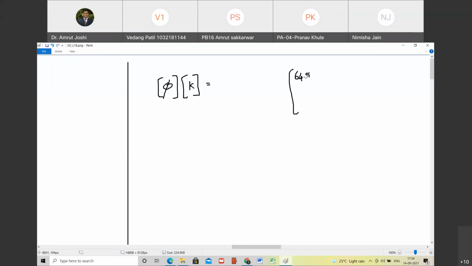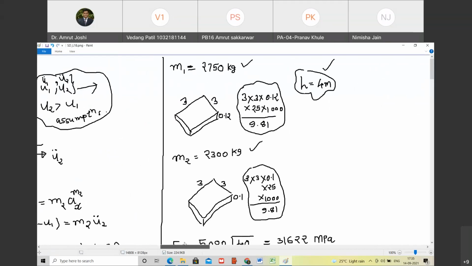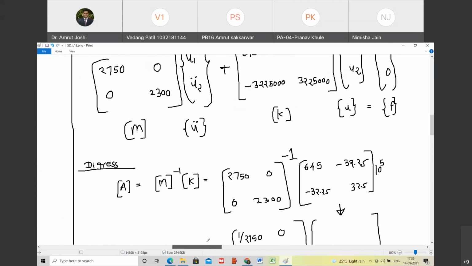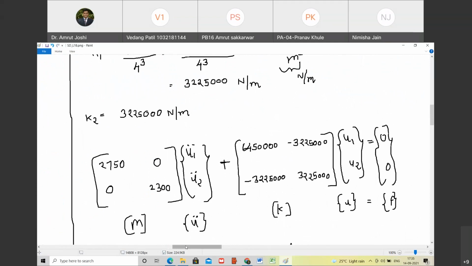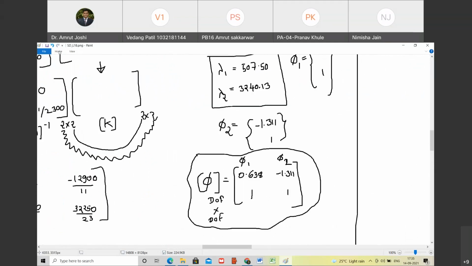64.5, 32.25, then minus 32.25, and 64.5, plus 32.25, multiplied by phi. Sorry, the phi matrix. Where is the phi matrix? This one.